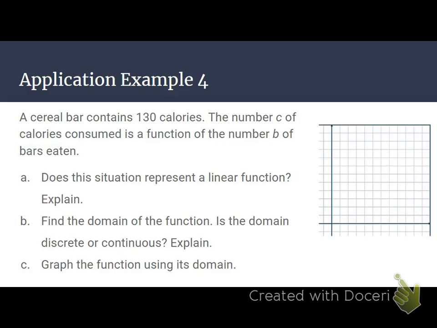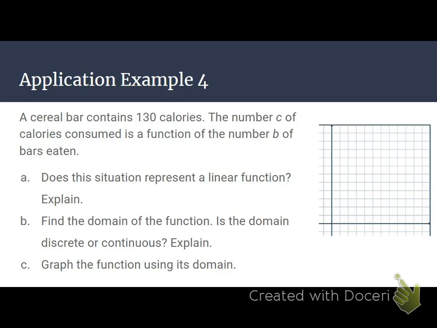Next one. A cereal bar contains 130 calories. The number C of calories consumed is a function of the number B of bars eaten. So first we have to decide if we think that this represents a linear function. Let's first write a function. So we have to decide what's dependent and what is independent, which it's been a minute since we've done this.